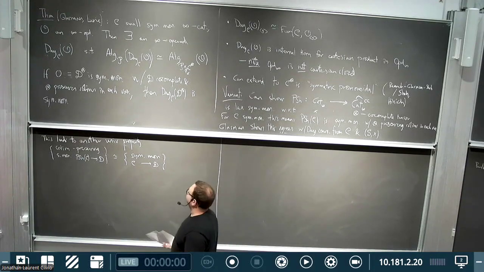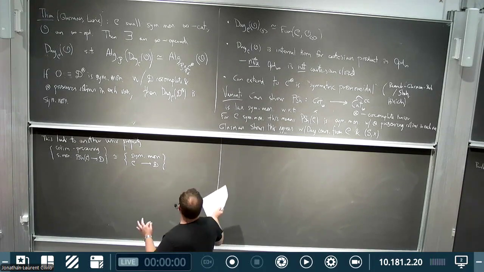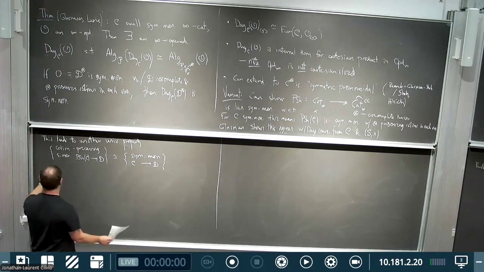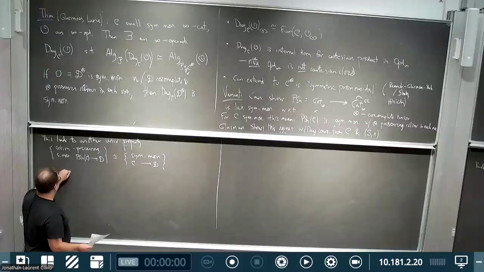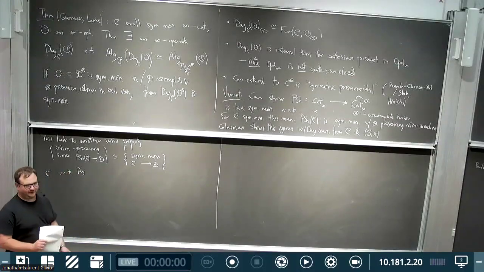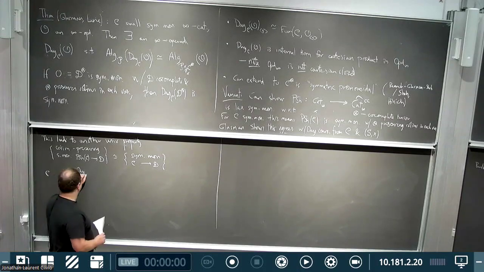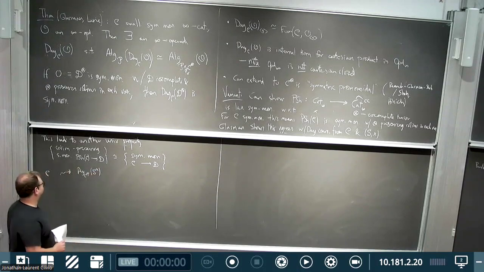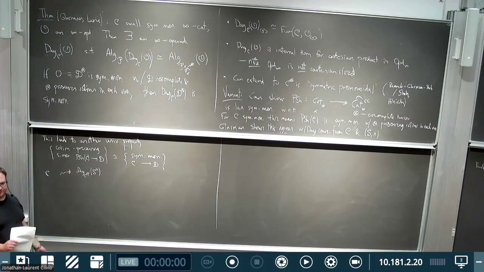Yeah, so I'm going to discuss some examples of Day convolution next, but the idea is that if I start with C, I get a symmetric monoidal structure also on C op. So I take Day convolution for C op and spaces. That'll give me a symmetric monoidal structure on presheaves.